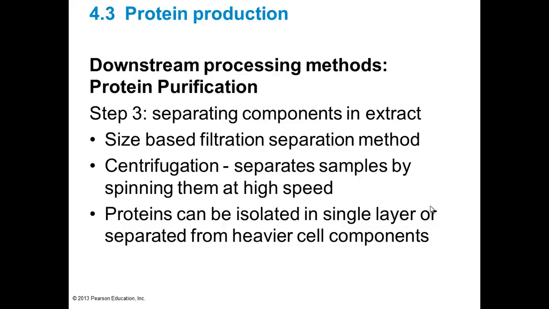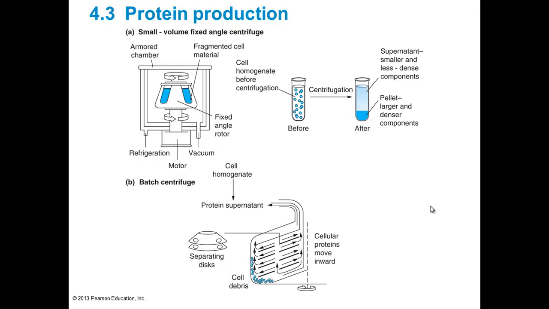Proteins can be isolated in a single layer at the bottom of the centrifuge tube, or they can be separated from heavier cell components. And here's a centrifuge. This just shows different tubes. The centrifuge is rotating. Usually you pull a vacuum. The vacuum allows the centrifuge to go faster. And you centrifuge the cell homogenate, and afterwards you have larger and denser materials, and then the supernate, which usually contains the protein, is in the lighter materials.